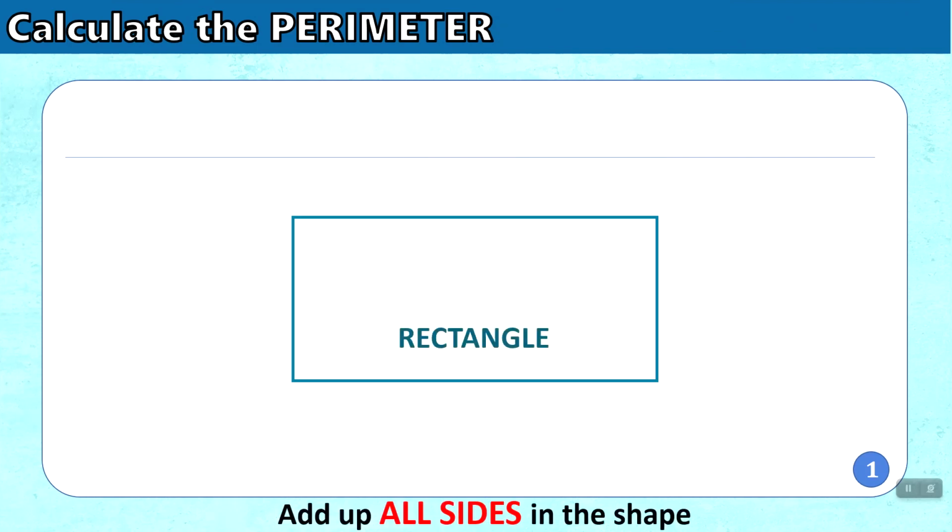And we do that by adding up all of the sides in the shape. Let's pretend this side is 6 centimeters and this side is 4 centimeters. And we need to find the perimeter. There are two sides without lengths. How do we know how long they are? How do we know how long this side is?